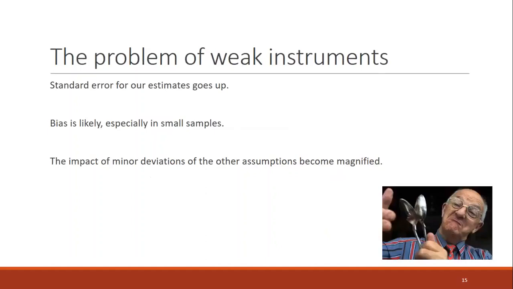And the last one is another really important one: if we don't have a strong instrument, the other assumptions suddenly become a lot more important. Even minor deviations from the next two assumptions, if we don't have a strong instrument, can completely throw our analysis off. So assessing how good the instrument is as a first step is really important, because all of these issues become much worse if we have a weak instrument. We need to think about that as the first step.